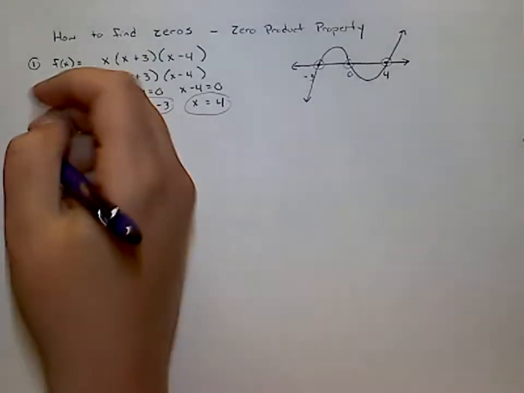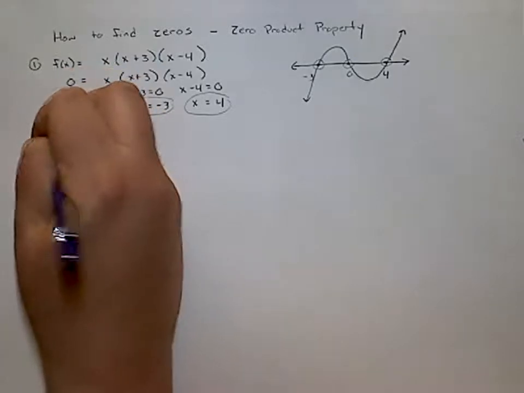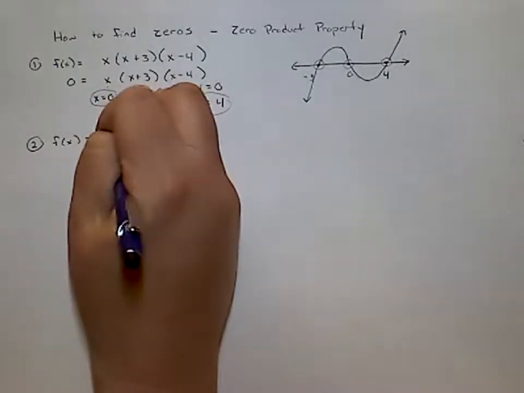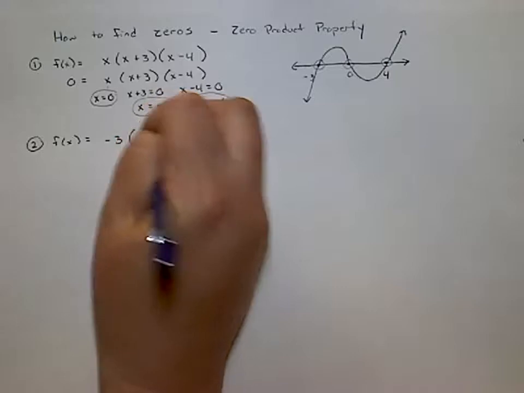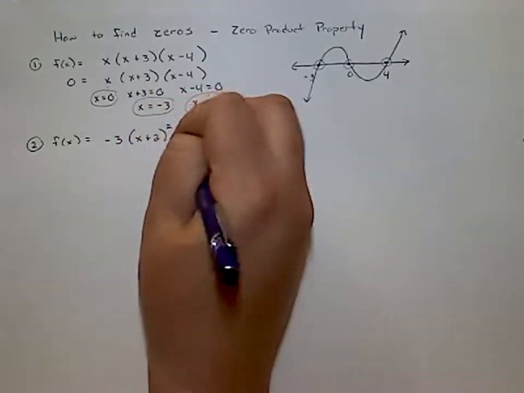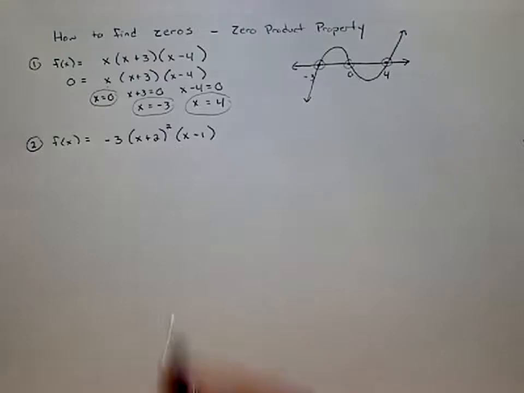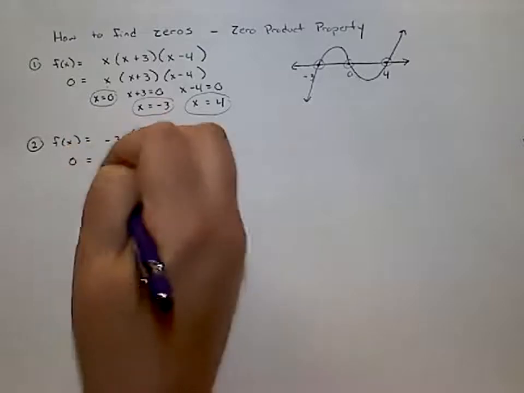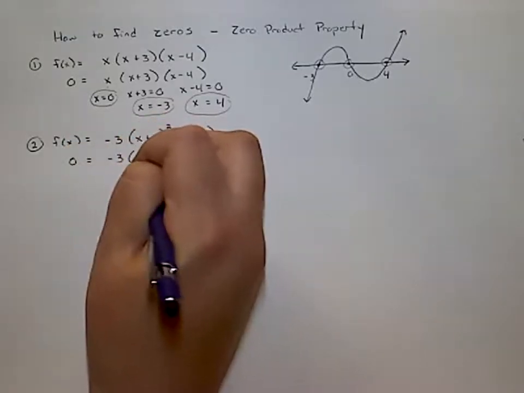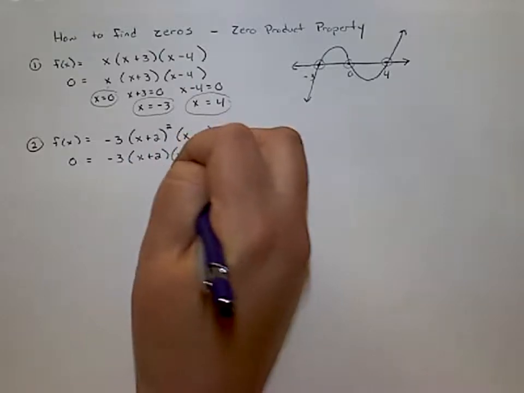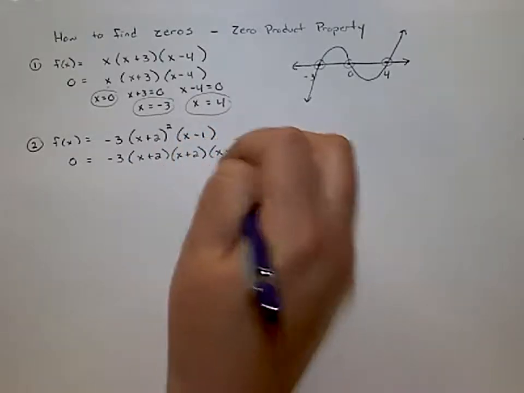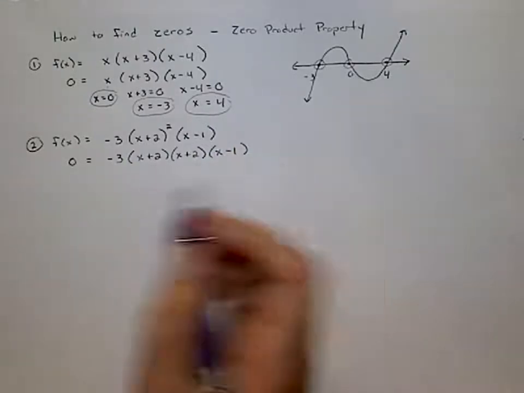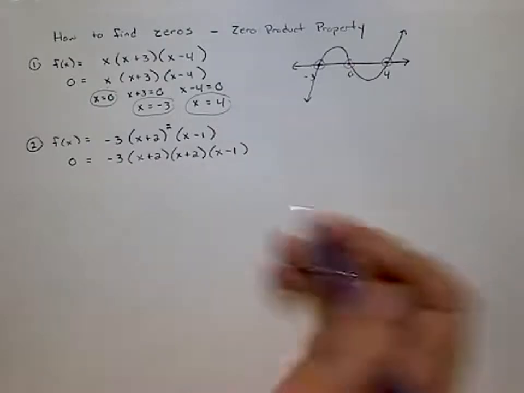So moving on to number 2. We have a polynomial of negative 3 times x plus 2 squared times x minus 1. So we have a binomial here that's squared. What does that mean? We know what that means. That means that I have to write it twice. Now, don't worry, I'm not going to multiply it together to determine what the polynomial is. I'm just going to write it twice and apply the zero product property to it twice.